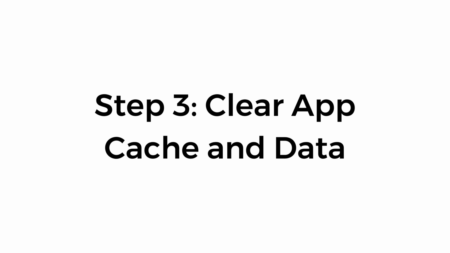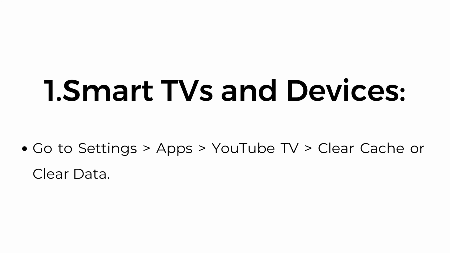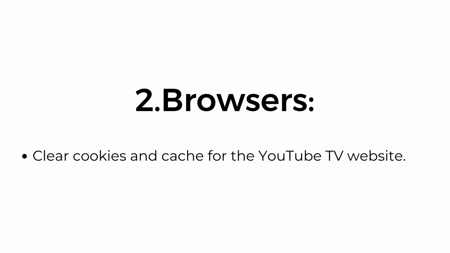Step 3. Clear app cache and data. Smart TVs and devices: go to Settings, Apps, YouTube TV, Clear Cache or Clear Data. Browsers: clear cookies and cache for the YouTube TV website.